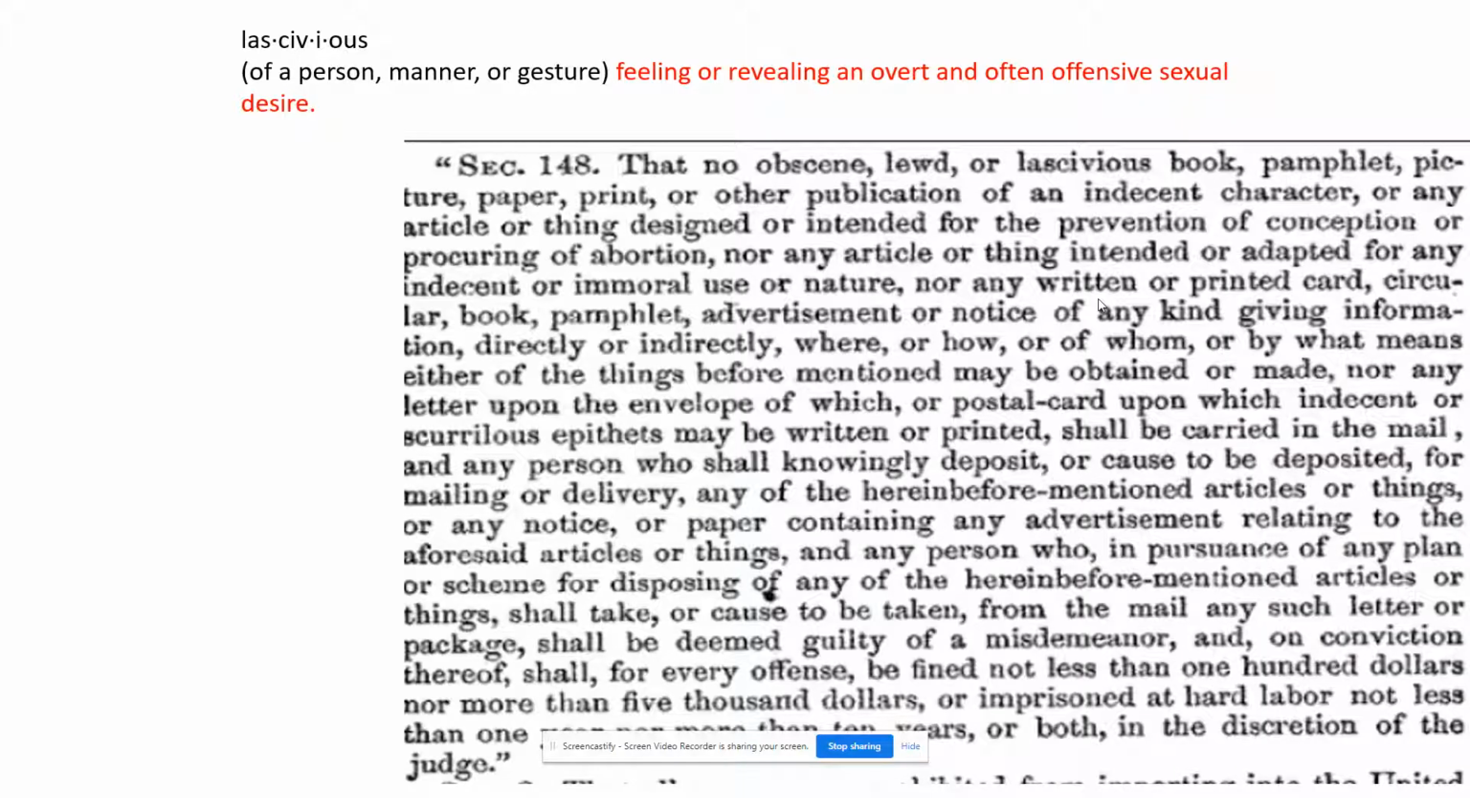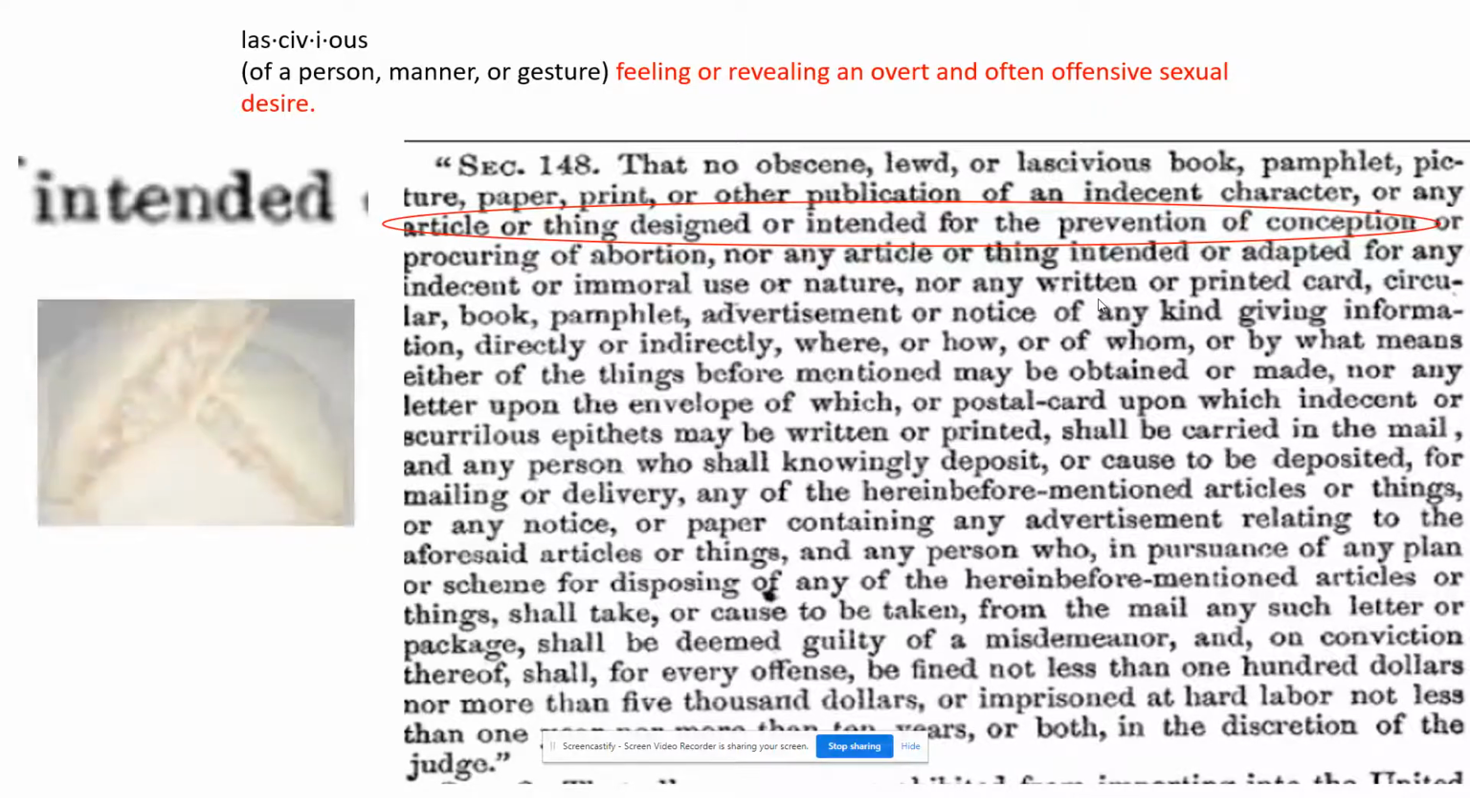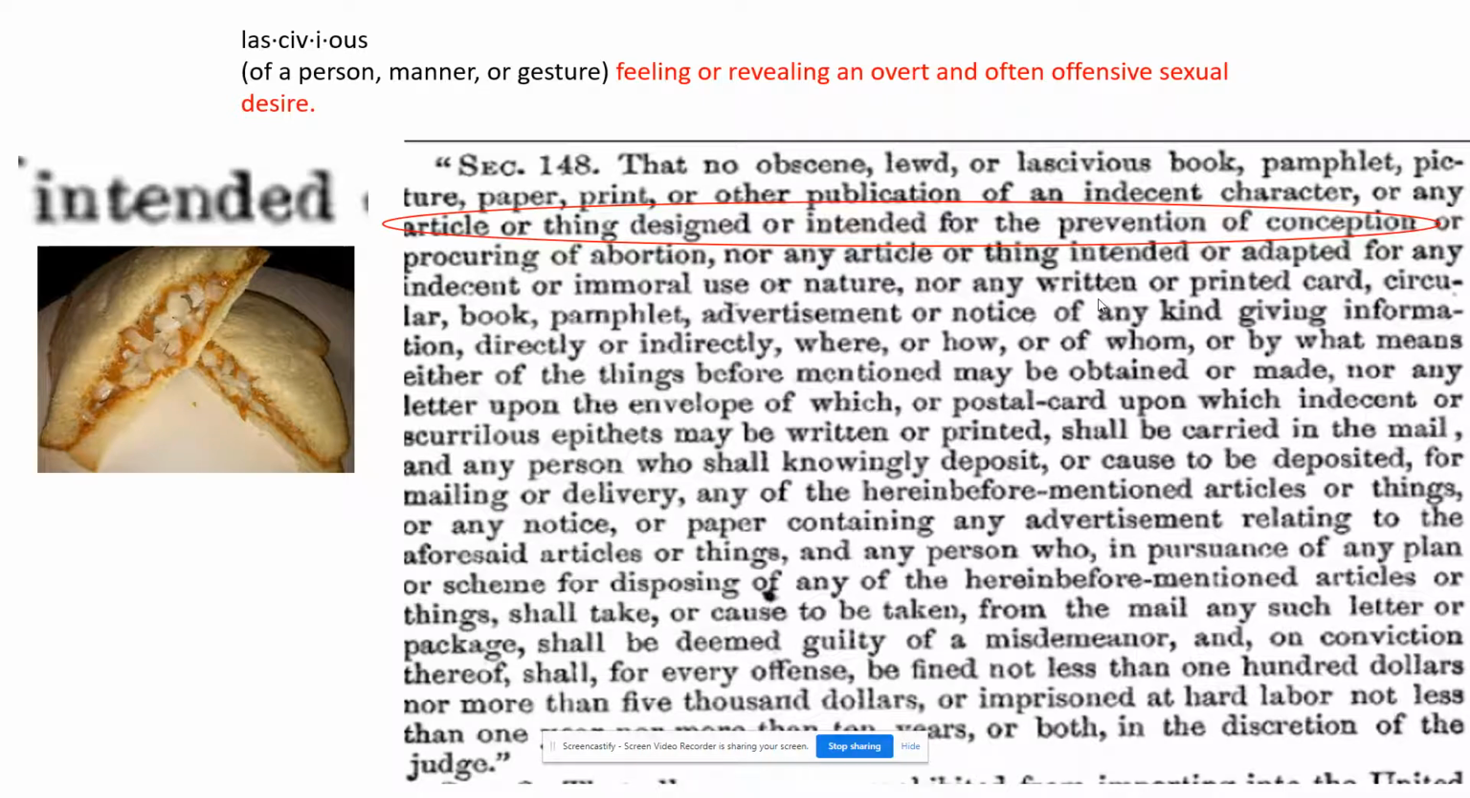So in this particular slide here, we see the text of the law. This is the Comstock Law. Keep in mind here, we're concerned about articles or things. Keep in mind here the word intent. So if you're intending for the prevention of conception or procuring of abortion, that's where they seem to have an issue. So this is weird because just think about this scenario here. If the argument was that consuming a peanut butter and onion sandwich was a way for you to prevent conception, you would be in violation of this particular law here, depending on certain circumstances.